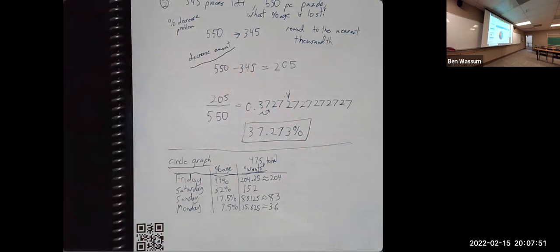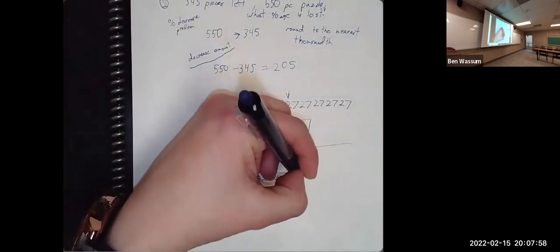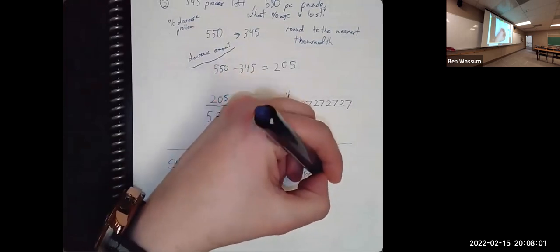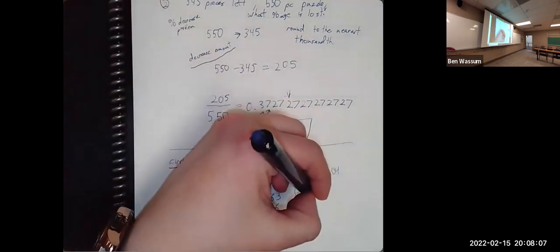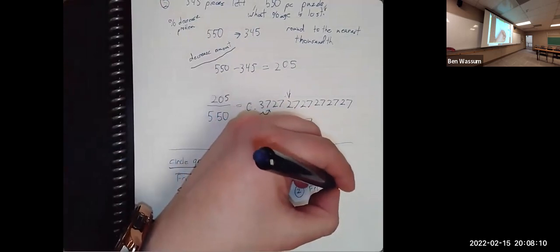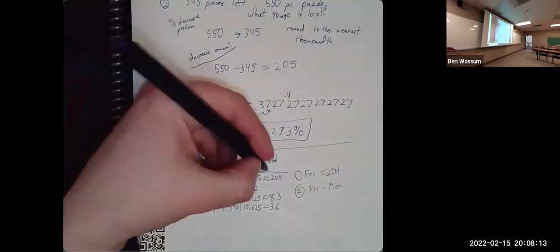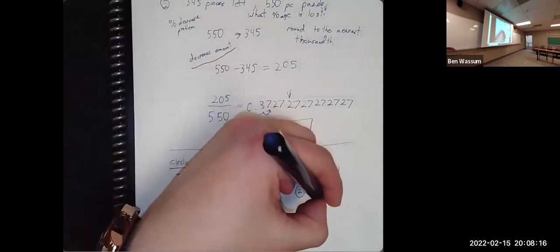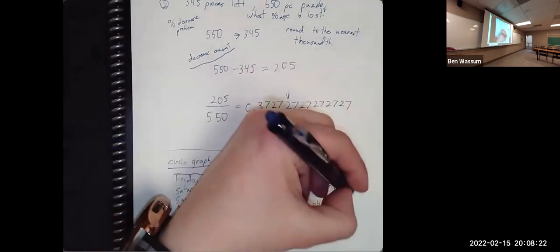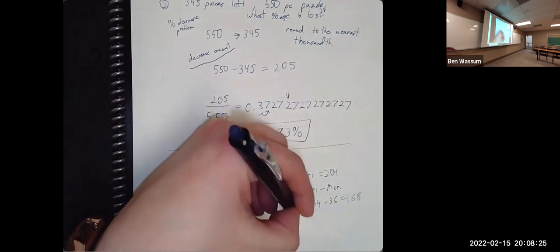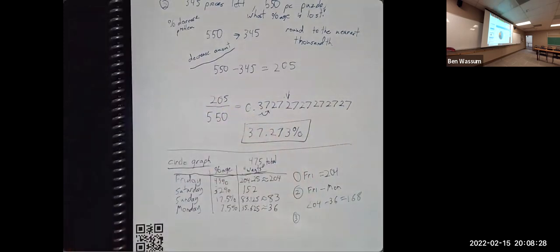Number two said, well, how many less did we have on Monday since Friday? So one was Friday, and that was 204. Number two wants us to compare Friday to Monday. So we could do Friday minus Monday to figure out our difference. So 204 minus 36. It's 168. Cool. And then number three asks us, what percentage loss has there been between Friday and Sunday?